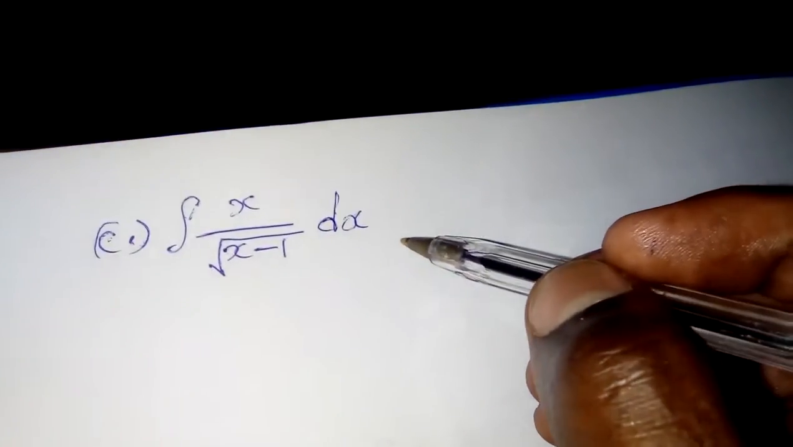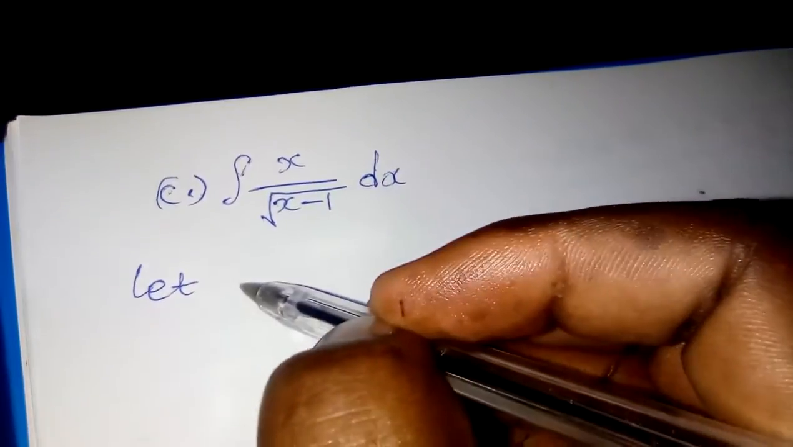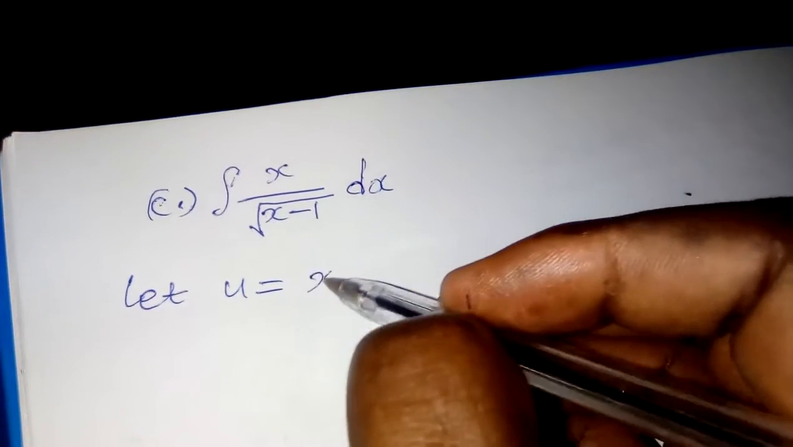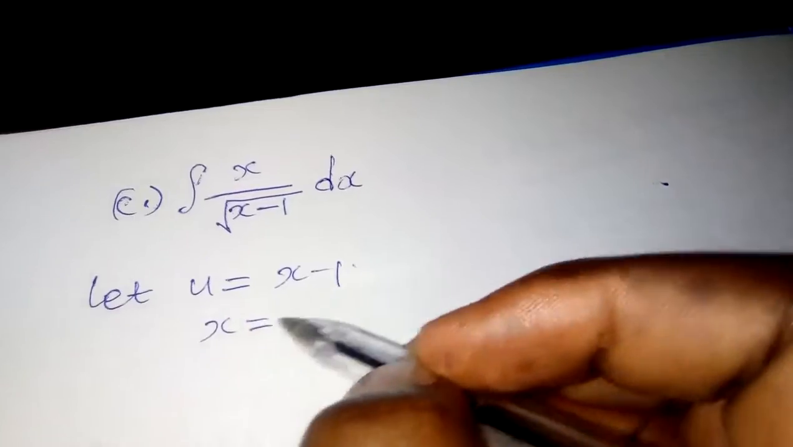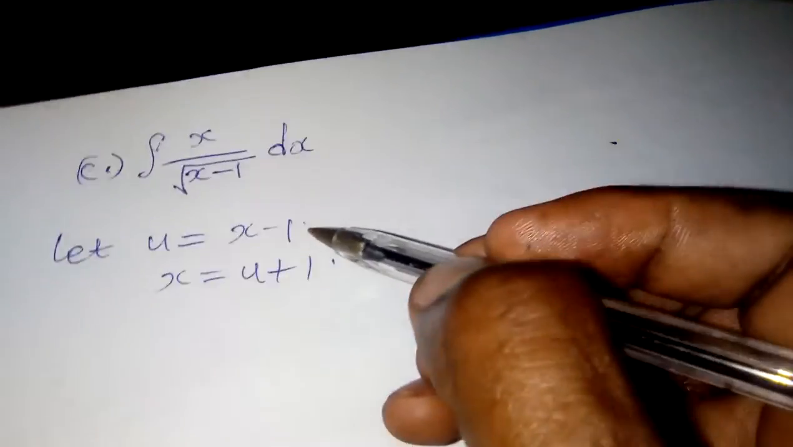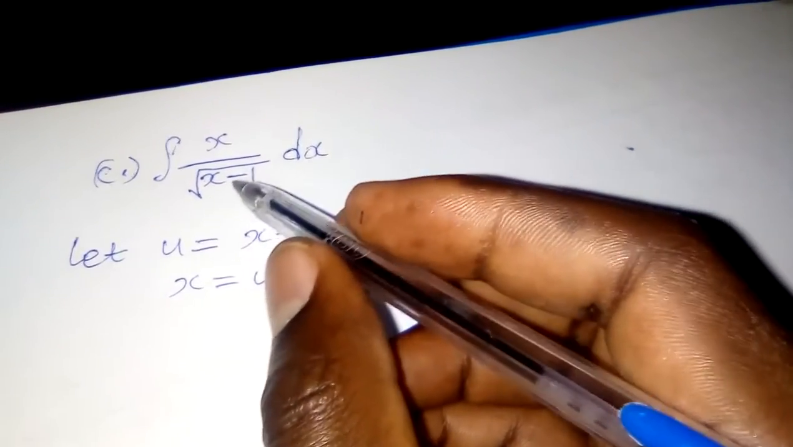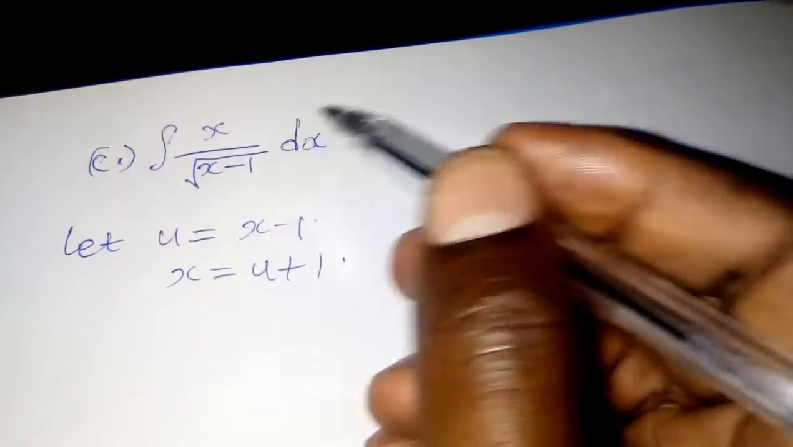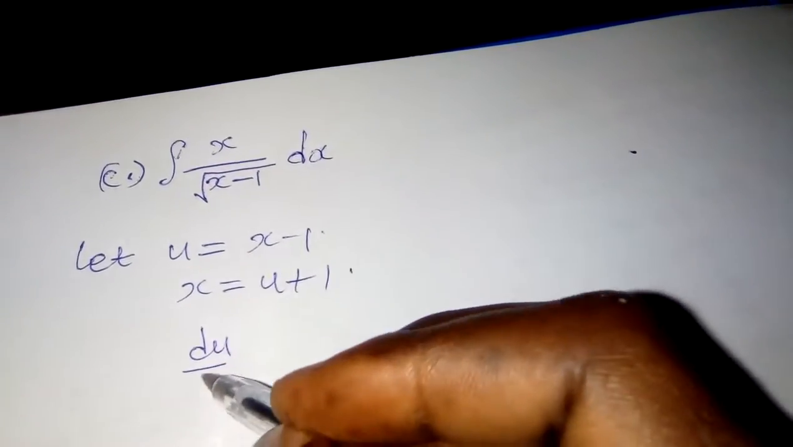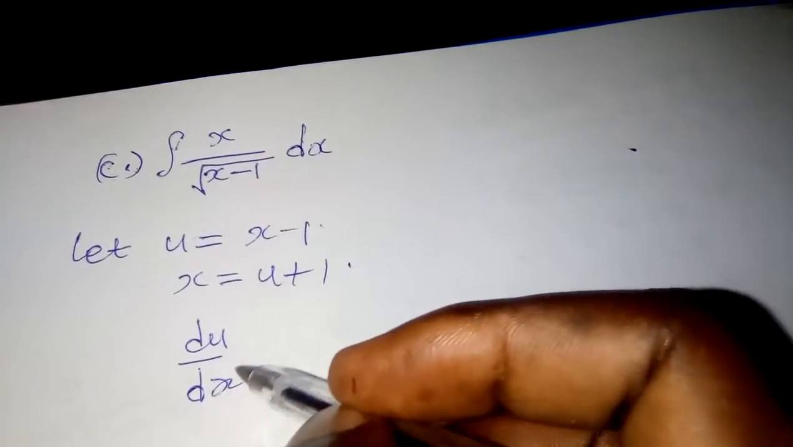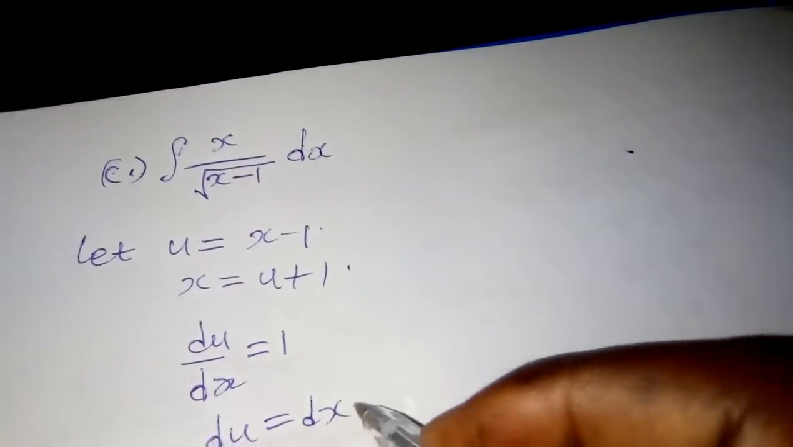So first of all, I'll equate this to u. Let u be equal to x minus 1. Meaning I'll make x the subject, so x will be u plus 1. Where there's x minus 1, I'll put u, and where there's x, I'll put u plus 1. I should also find the derivative, which gives me 1, so my du is equal to dx.